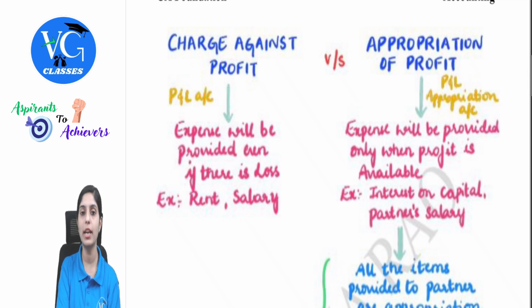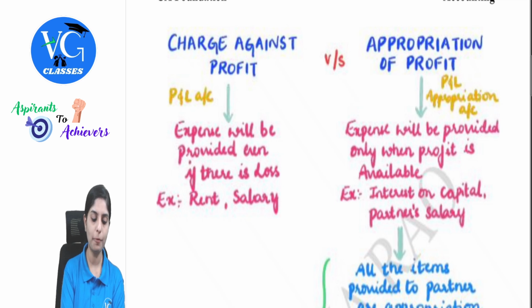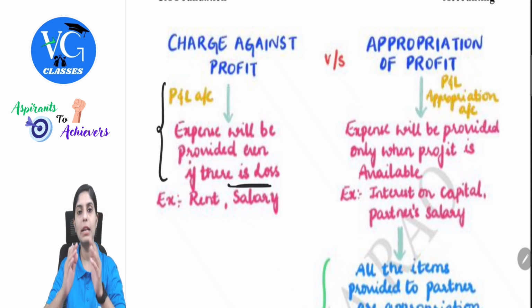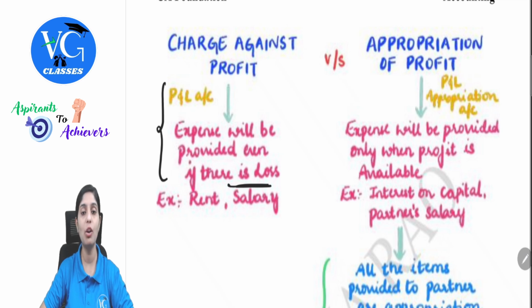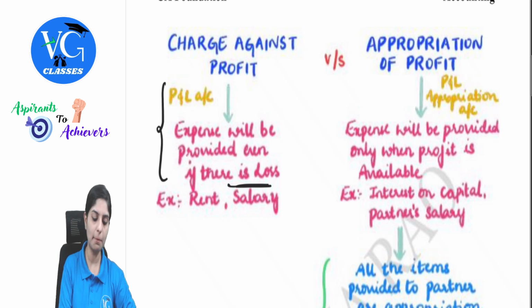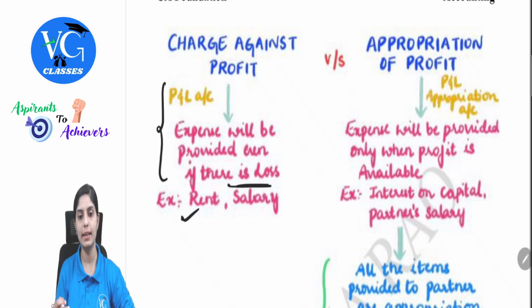Now, what does charge against profit mean? In the profit and loss account, expense will be provided even if there is loss. See, when we are presenting a profit and loss account, we will not observe whether we will be ending it at net profit or net loss. Anyway, it belongs to the current year. We will have to record it. We will have to charge it to profit and loss account. Some examples here could be your rent and salary.